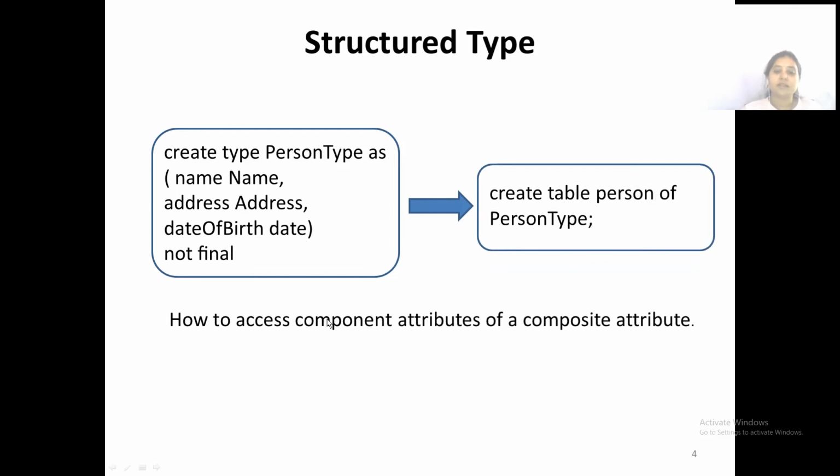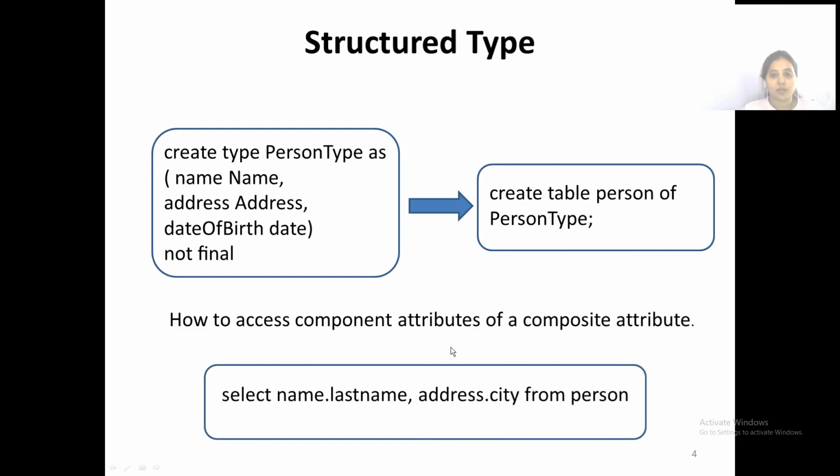Now, how to access the component attributes of a composite attribute? Using dot notation, you can access the component attributes. For example, select name dot last name. As we have seen, name is a composite attribute whose components are first name and last name. If you want to access only the last name, you can use this notation: name dot last name, comma, address dot city from person.